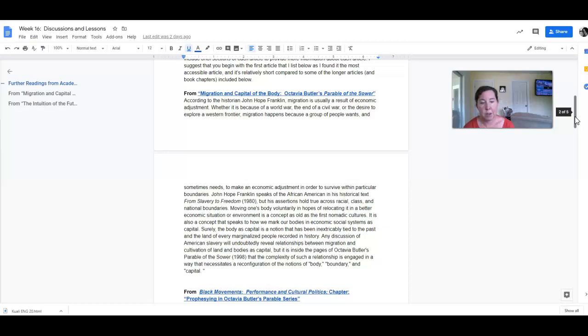So then he talks about moving one's body voluntarily in hopes of relocating it in a better economic situation or environment, a concept that goes back to nomadic cultures. But it's also a concept that speaks to how we mark our bodies in economic social systems as capital. And this is an important theme in Parable of the Sower. So this idea is explored throughout the rest of this article.